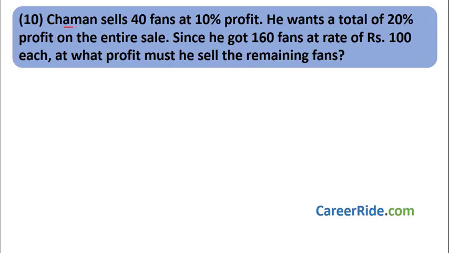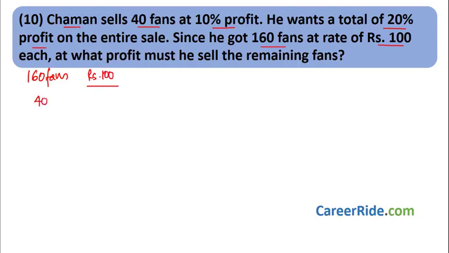Question number 10. Chaman sells 40 fans at 10% profit. He wants a total of 20% profit on the entire sale. Since he got 160 fans at the rate of rupees 100 each, at what profit must he sell the remaining fans? That means Chaman got 160 fans and the cost of each fan was rupees 100.